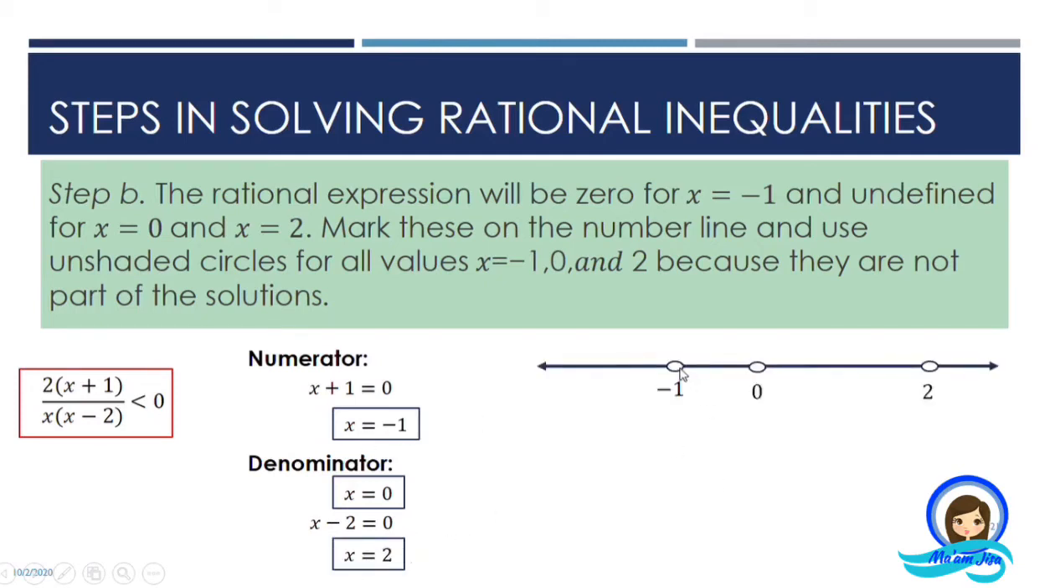We are all using unshaded or hollow circles. It's because negative 1, 0, and 2 are not part of the solutions. Take note as well of the inequality symbol used. It's just less than. No equal to here. That's why we will all be using hollow circles, even though negative 1 can make the rational expression 0.